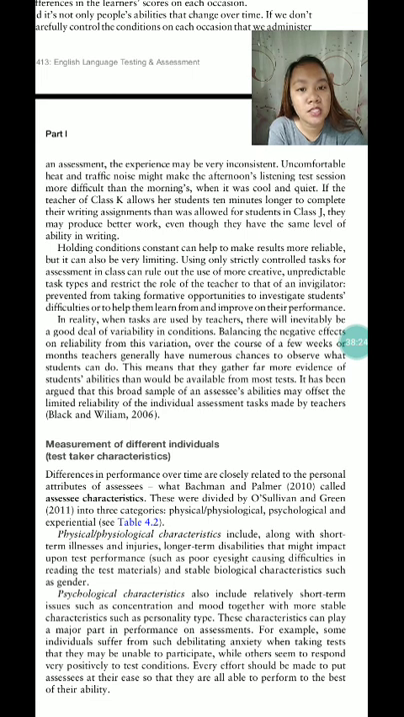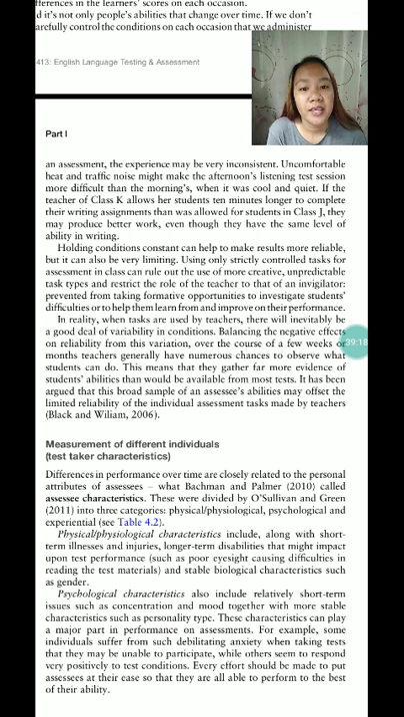Holding conditions constant can help to make results more reliable, but it can also be very limiting. Using this strictly controlled task for assessment in class can rule out the use of more creative, unpredictable task types and restrict the role of the teacher to that of invigilator. It can prevent teachers from taking formative opportunities to investigate students' difficulties or to help them learn from and improve on their performance.